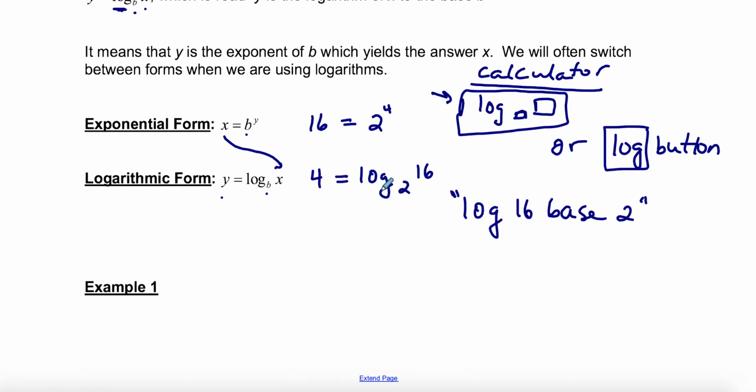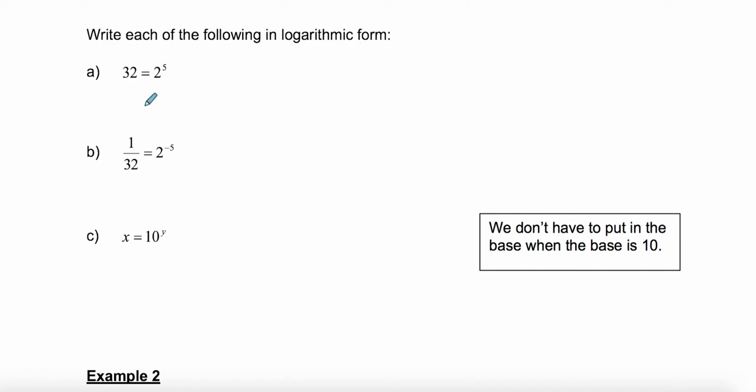So the way we would read that is the log of 16 base 2 equals 4. If you had a base 2 to the exponent what gives you 16? 2 to the fourth is 16. So it's just a slightly different way to write it. So example 1, these are in exponential form, and these are true statements.